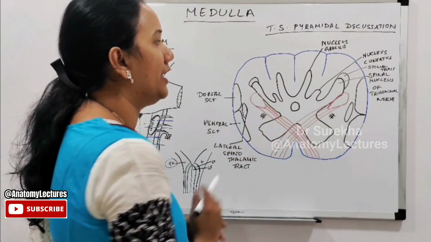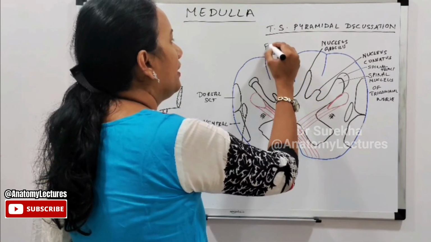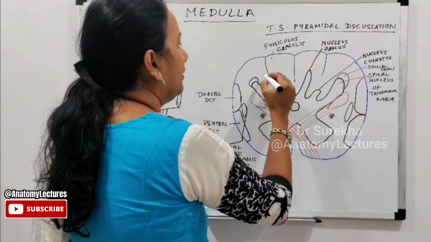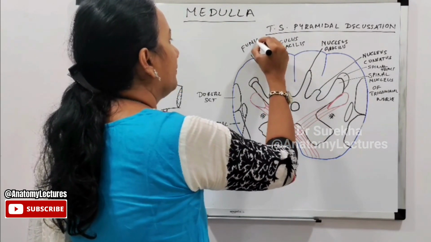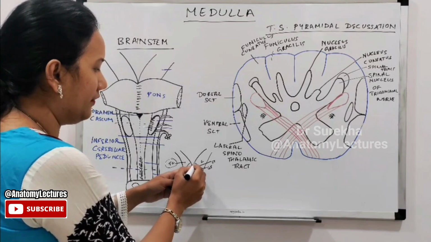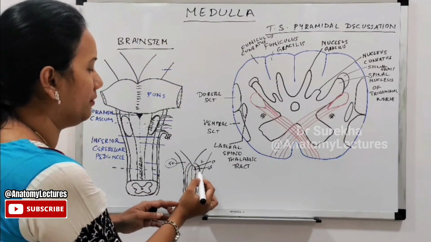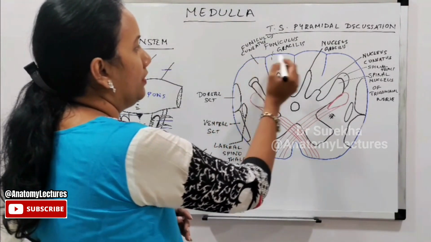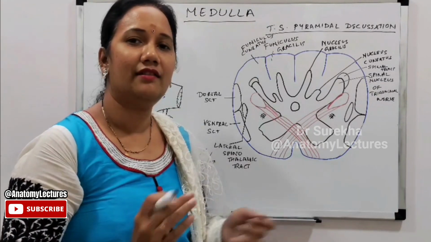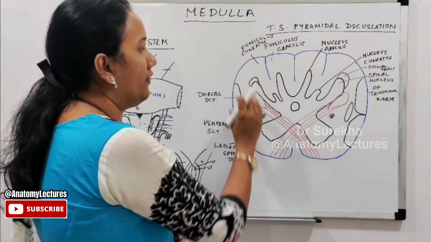In the posterior part of the white matter, we see, capping the nucleus gracilis, the fasciculus gracilis. And this is called the fasciculus cuneatus. So we've seen continuation of the gracile tubercle as fasciculus gracilis and continuation of the cuneate tubercle as fasciculus cuneatus. These form the posterior columns, which are responsible for position and vibration sense. So in the white matter, these are the fibers which we see.